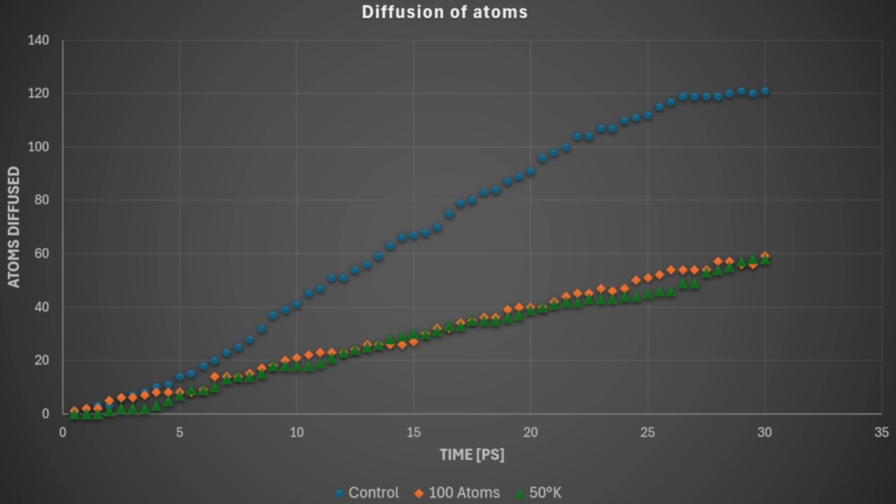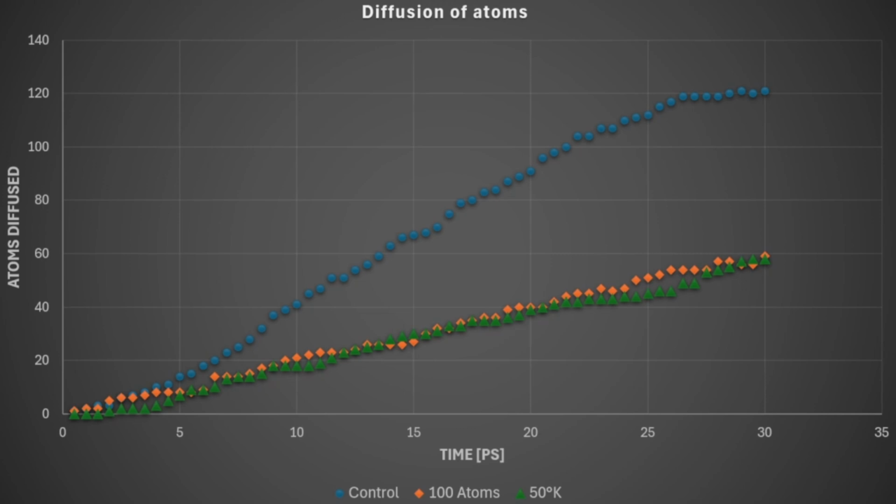For the second part of this project, we were tasked with simulating the diffusion of atoms from a high concentration to a low concentration with differing temperature and amount. For our control, we had 200 atoms at 300 degrees Kelvin. For our second test, we had 100 atoms at 300 degrees Kelvin. And for our third test, we had 200 atoms at 50 degrees Kelvin.